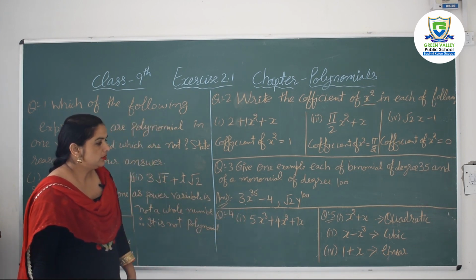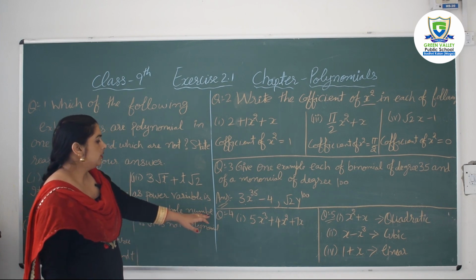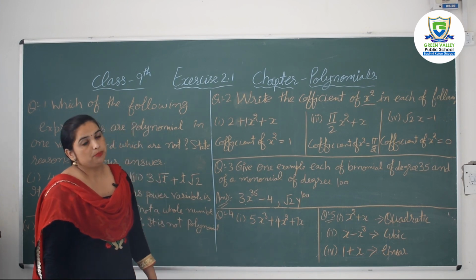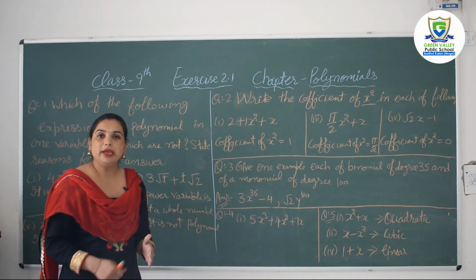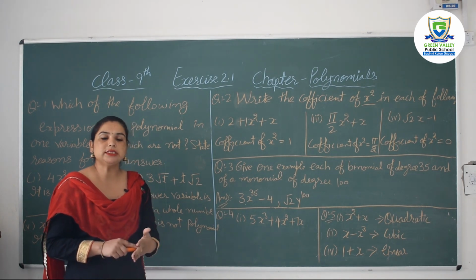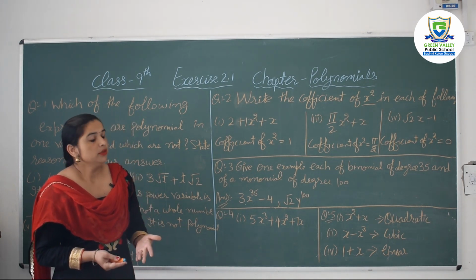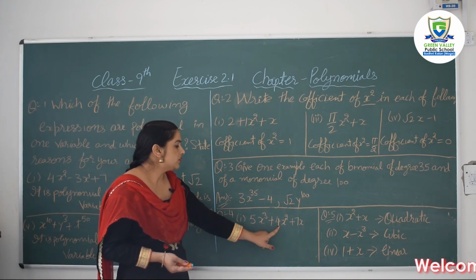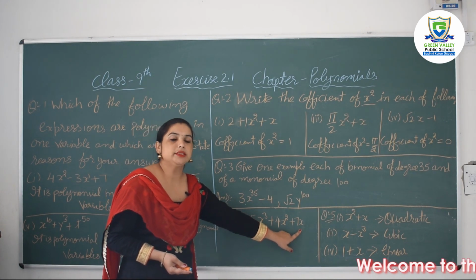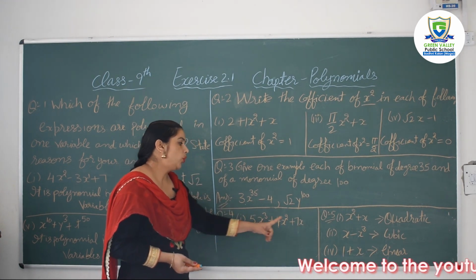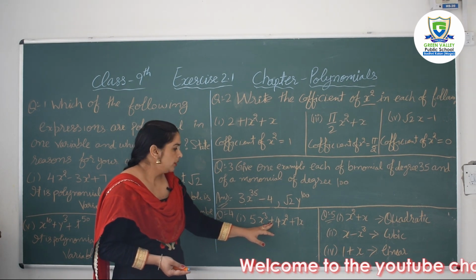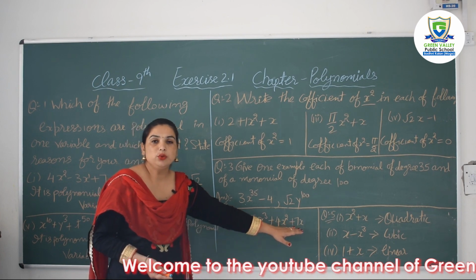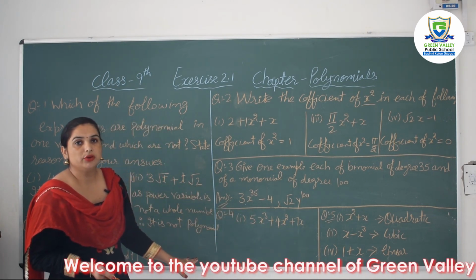Now for the next question, in the fourth question, students, we have to write the degree of the polynomial. In the degree, we know what we have to check. We have to check the highest power of the variable. So here, if you can check 5x power 3 plus 4x square plus 7x. The variable is x. What is the highest power of it? Here we have 1 power, here we have a 2, and here we have a 3. So the 3 is the highest power of it.